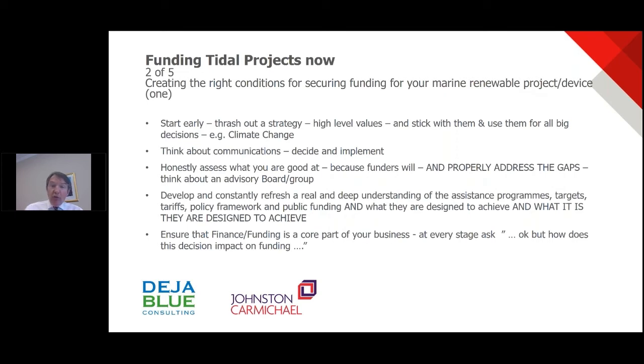You need to ensure that finance and funding is at the heart of what you do at every stage. If you can design out £10, if you can design out £100, that's £10 or £100 less you've got to raise. So think carefully about everything you do and think about trying to reduce the amount of money you want to ask for in a sensible way.